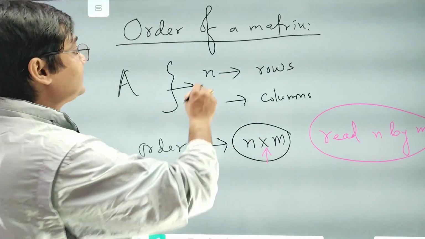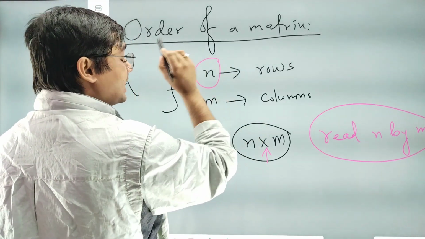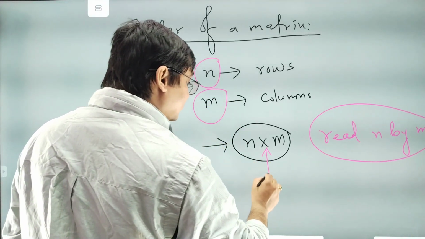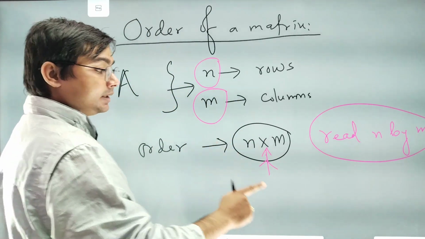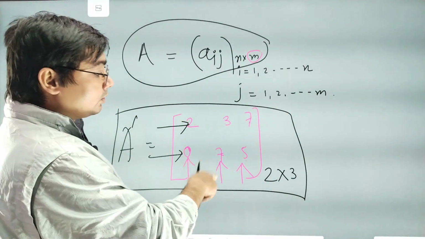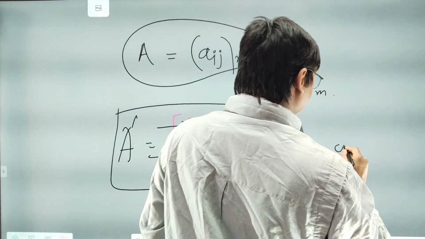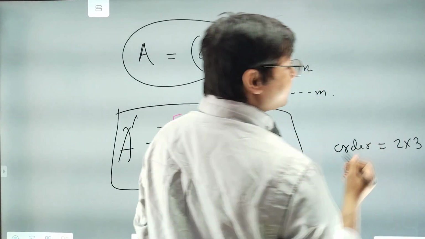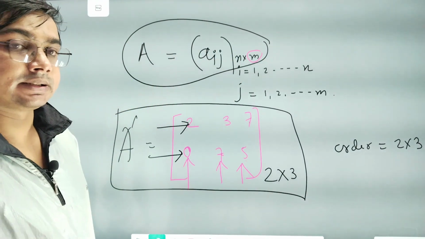So if a matrix has n rows and the number of columns is m, then the order of this matrix will be n by m. So guys, you see, for this matrix, what will be the order? The order of this matrix will be 2 by 3. Yes, so this is the order of this matrix.